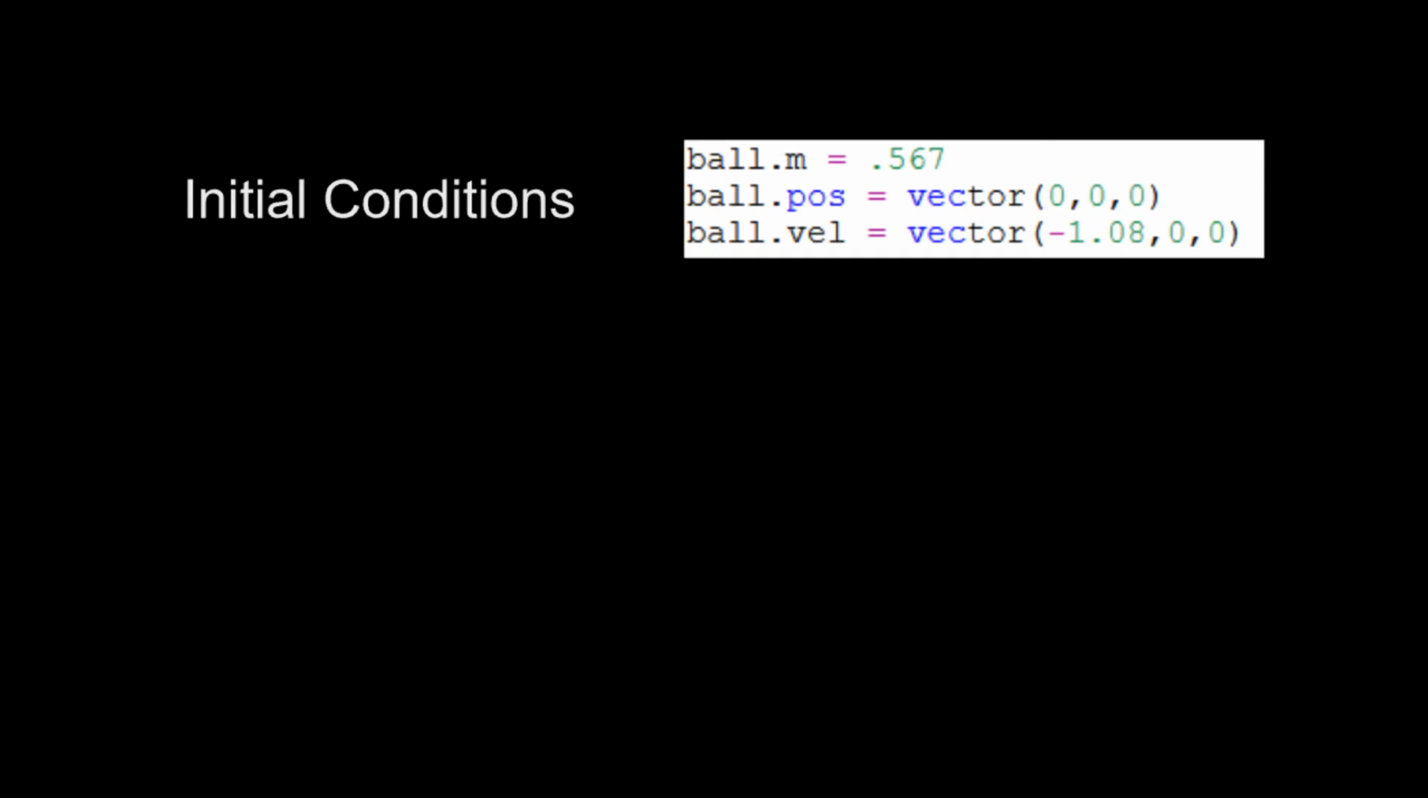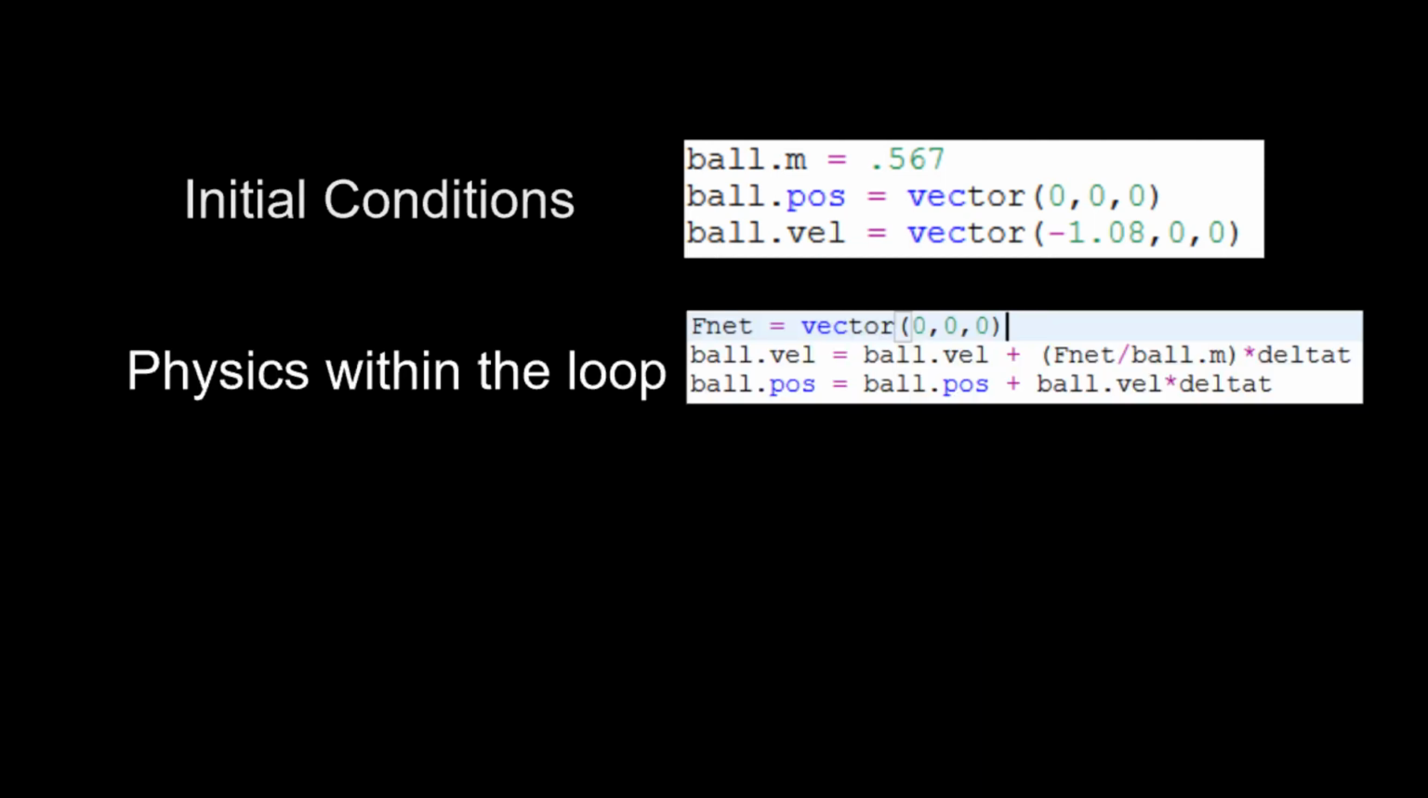Then, using the result from the previous calculation, we could set the velocity to be negative 1.08 meters per second in the x direction and 0 for the other two directions. Now that we've established the initial conditions, we can write the loop that will create the model. Using small time steps, the loop repeatedly applies Newton's second law by updating the ball's position and velocity every time step. We use a small time step so that it will be more accurate.